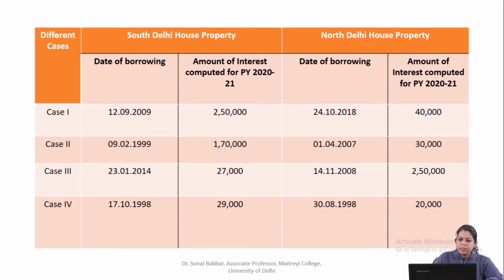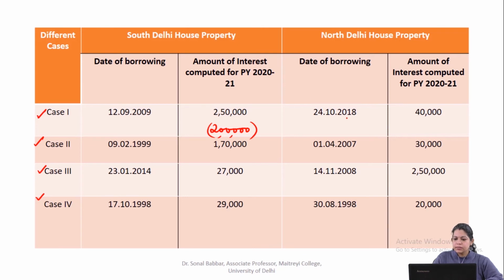So, South Delhi house property, North Delhi house property, different cases are given, cases 1, 2, 3 and 4. Date of borrowing is given, and amount of interest computed for previous year 2021 is given. Date of borrowing is 12th September 2009. So this has been borrowed after 1st April 1999, so the higher limit of 2 lakh is applicable. We are assuming that all other conditions are met. So here 2 lakh will be allowed at the max.